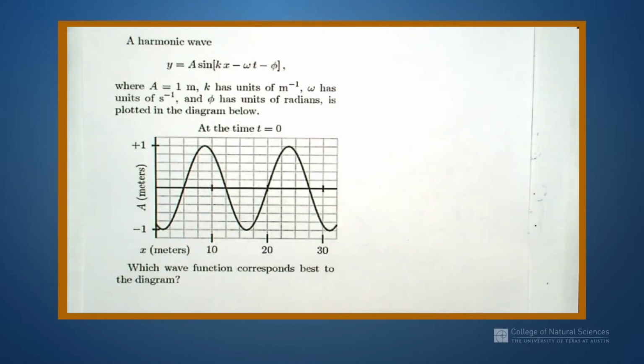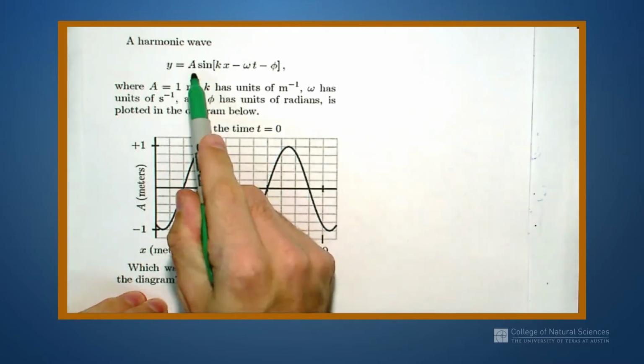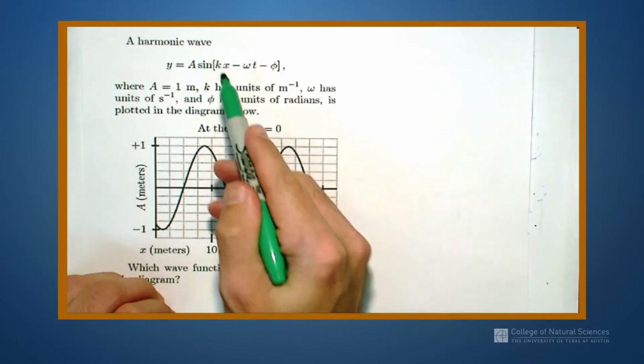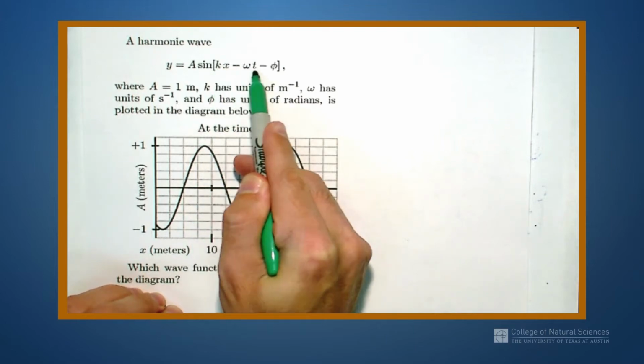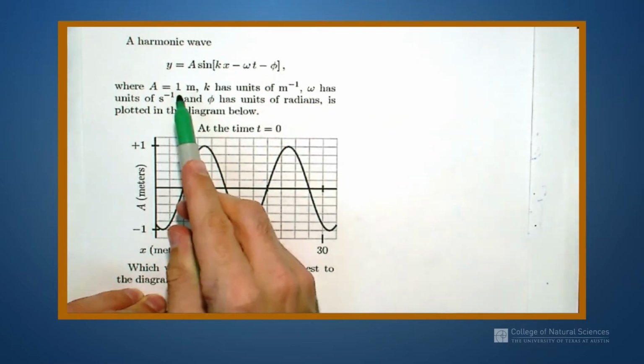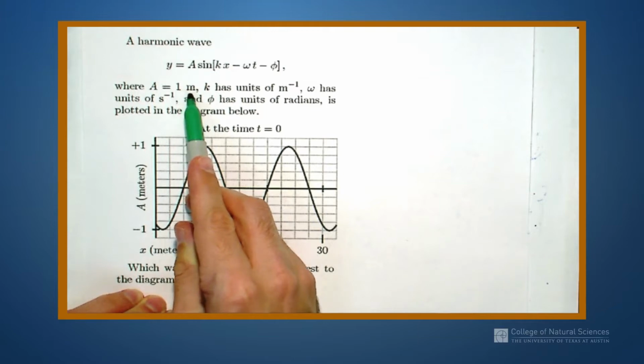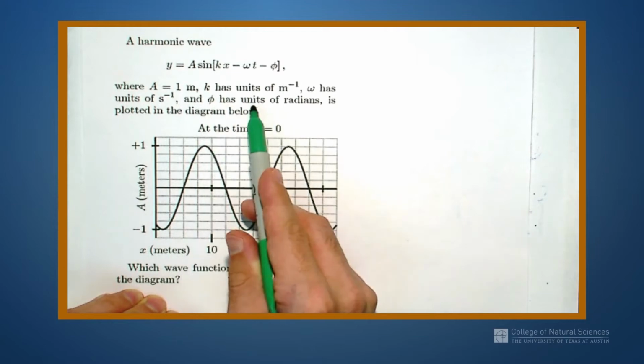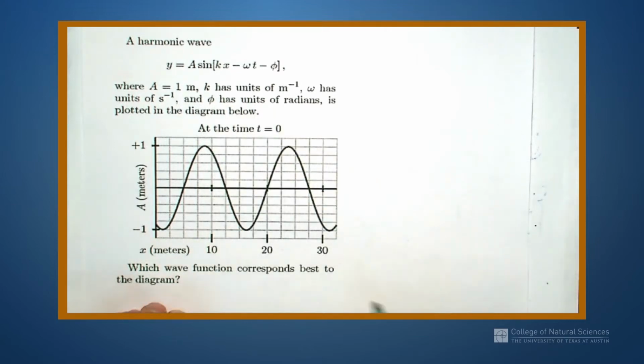So a lot of people have trouble with this concept. What we have is a harmonic wave of the form sine of kx minus omega t minus phi. So it has some position, some time, and some phase shift. It says that A is equal to 1 meter, k has units of inverse meters, omega has units of inverse seconds, and phi has units of radians. And it has the plot of this graph. We want to know which function best describes this diagram.